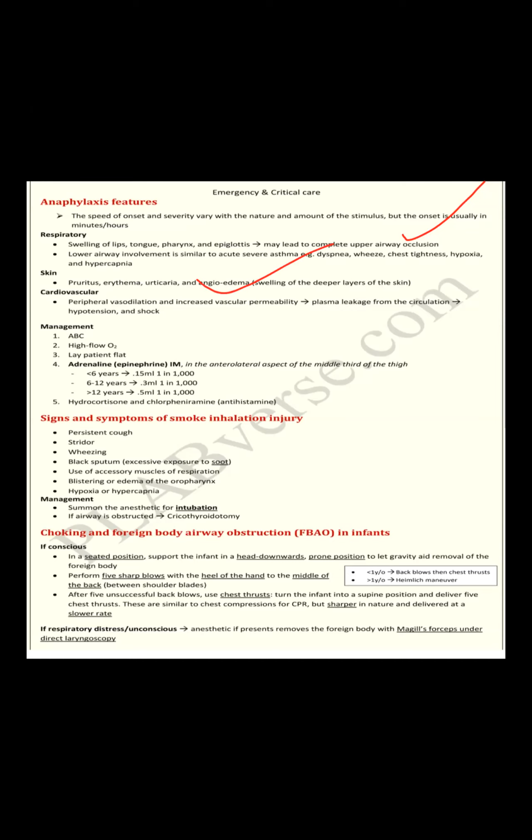Cardiovascular effects are peripheral vasodilation and increased vascular permeability, with plasma leakage from the circulation, which causes hypotension and shock. We have to manage this patient by ABC: high flow oxygen, lay the patient flat. Adrenaline is a very important question, so memorize it strongly. Below 6 years, it's 0.15 ml of 1 in 1000. The question is asked for more than 12 years: it's 0.5 ml of 1 in 1000. This is the dose of adrenaline or epinephrine by intramuscular injection.